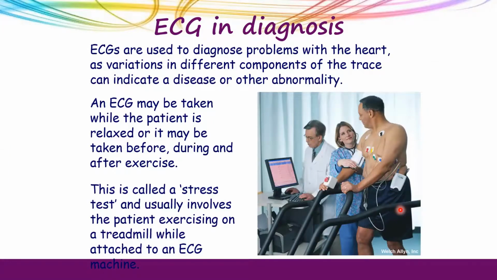Then, ECG or electrocardiogram is used in diagnosis. They are used to diagnose any problems with the heart, as variations in different components of the trace can indicate a disease or any other abnormality. An ECG may be taken while the patient is relaxed, or it may be taken before, during, or after exercise. This is called a stress test, right? So we see how this pattern changes. It usually involves the patient exercising on a treadmill while attached to an ECG machine. They would look at any changes in the pattern of the P wave, the QRS complex, or the T wave.